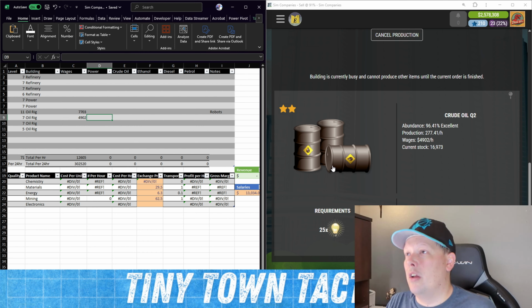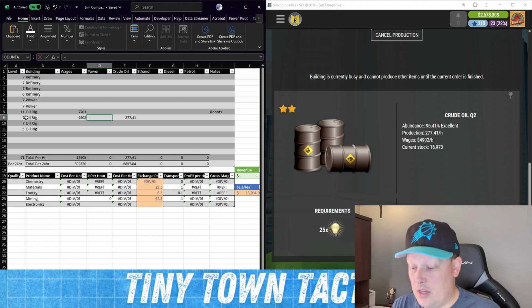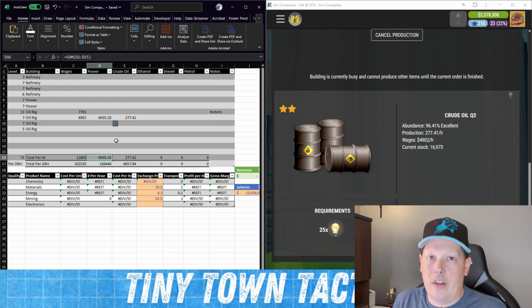So this oil rig, 4902 the wages. The crude oil it produces is gonna be 277.41. But to produce that, it is gonna take, so I'm subtracting 25 times the amount of crude oil. So I'm putting that in the power. It's subtracting. You can see here now I'm going to start zeroing out and non-zeroing out and seeing where I fit in how much oil, how much power I'm going to be needing, X, Y, and Z, how much diesel I'll produce, stuff like that.